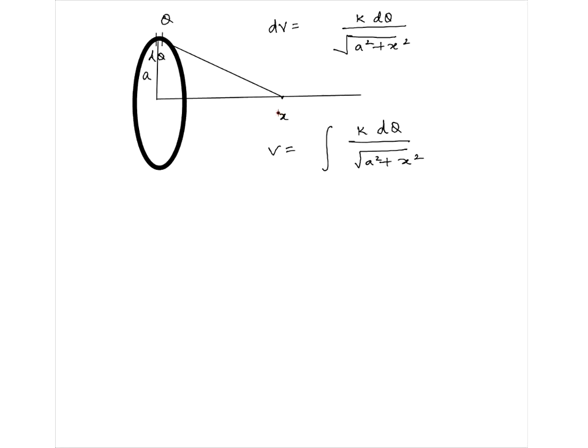While this X looks like a variable, we want potential at a fixed point. X is fixed. K is anyway fixed. Integral of dq is the total charge. That's done.